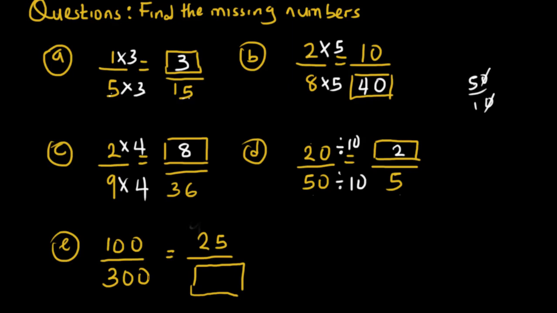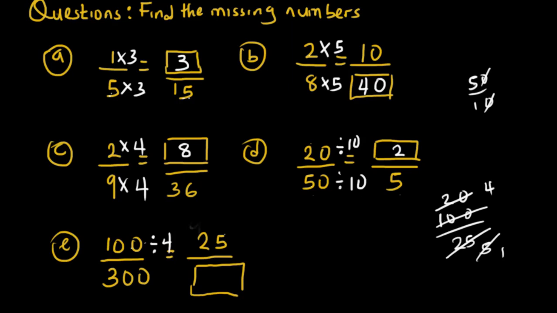Let's do the last question. Now we have to ask ourselves, what did we do to 100 to get 25? Now we divided by 4. Does that make sense? Now, if you are not sure of this, you can actually do 100 divided by 25. 5 here, 5. 5 in 10 is 2. 5 in 0 is 0. 5 here, 1. 5 in 20 is 4. Does that make sense? So 100 divided by 25 will give us 4.